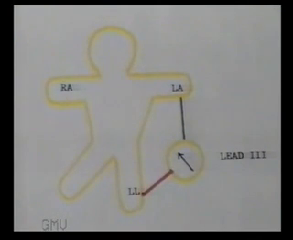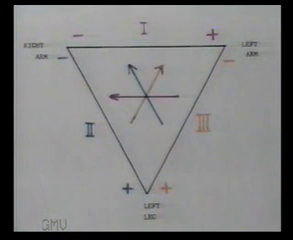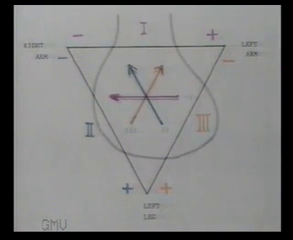Now note the direction of each lead. This is the Einthoven's triangle showing positive terminal of each lead. So lead 1 is directed from the left arm to the right arm. Lead 2 is directed from the left leg to the right arm, and lead 3 is directed from left leg to left arm. Now the directions of each lead are depicted: red arrow for lead 1, blue arrow for lead 2 and orange for lead 3.